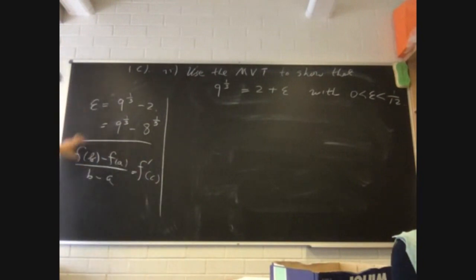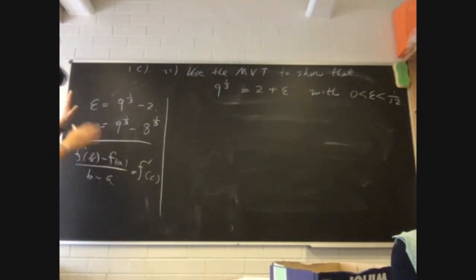So if you take a look at these two things, this looks like the difference between two function values, right? The difference between, if your function is the cube root function, the function value at 9 and the function value at 8. So I'm looking for the difference between two function values. And if you take a look at the mean value theorem, somewhere in this expression is the difference between two function values, right? So f of something minus f of something else, divided by b minus a, equals something else.